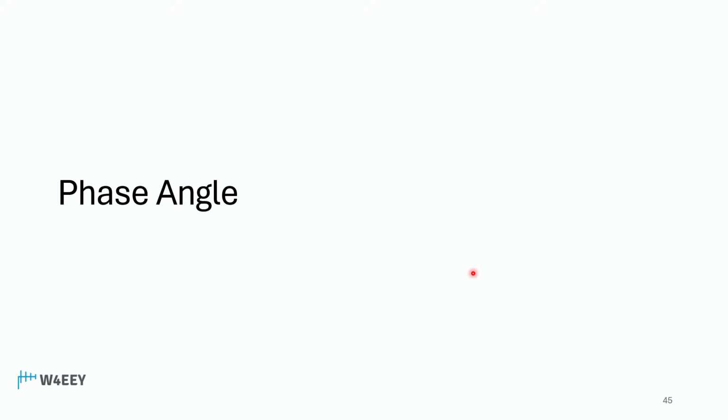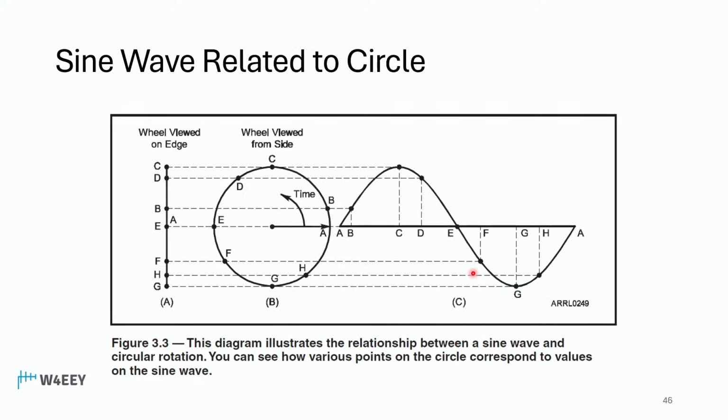Now we're going to get into a new subject, phase angle. All right, sine waves related to a circle. Interesting. So here we've got a circle, and it starts out here, and this is going to be 0. Here's 90 degrees, 180, 270, and back to 0 again. This is going to show the relationship between a sine wave and circular rotation.